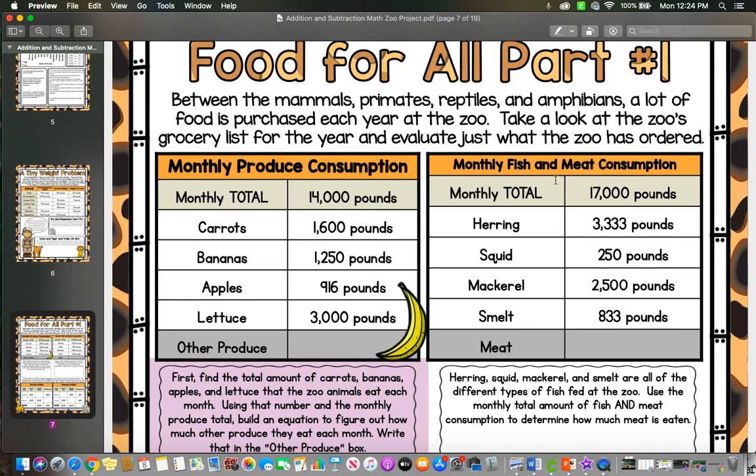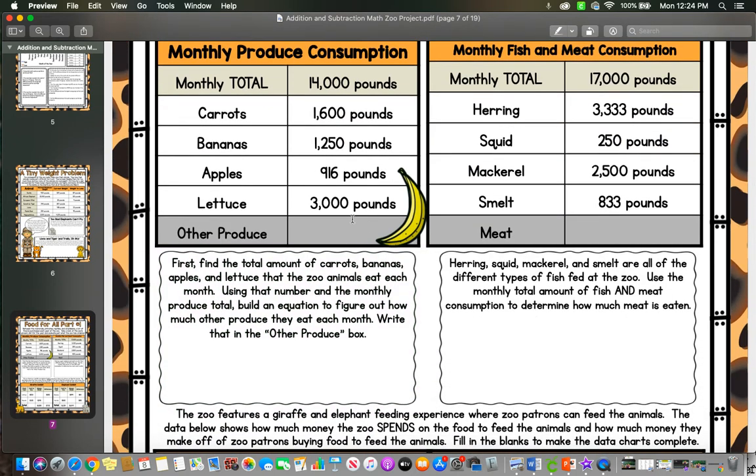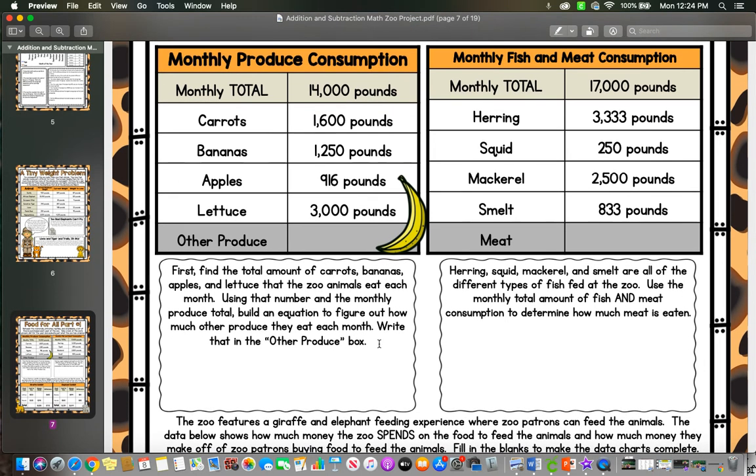Then here's the monthly fish and meat consumption. The total is 17,000 pounds, and you'll see the breakdown here, which is herring, squid, mackerel, and smelt. First, find the total amount of carrots, bananas, apples, and lettuce that the zoo animals eat each month. Using that number in the monthly produce total, build an equation to figure out how much other produce they eat each month. Write that in the other produce box.